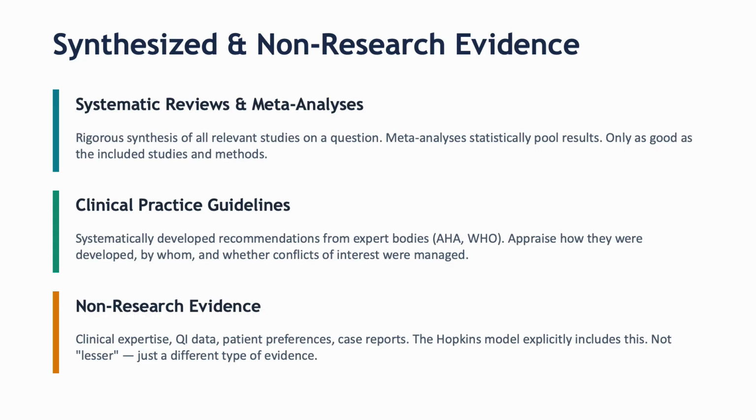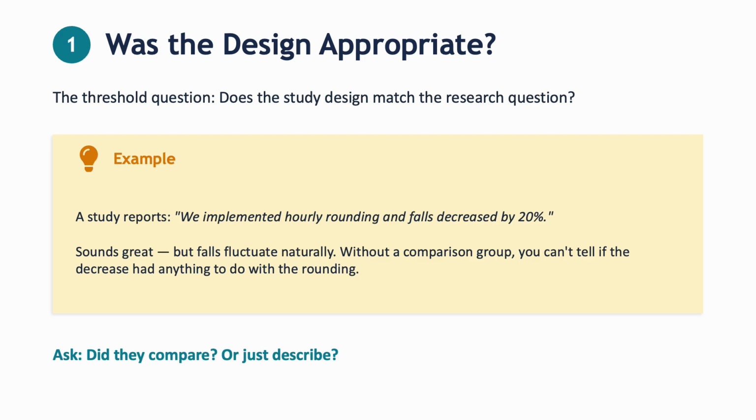Okay, so the landscape is set. We know what we are holding. Now we actually have to grade the paper. The fun part. We start the formal appraisal process. The framework uses 4 core questions. Let's look at question 1 and question 2. These act as a sort of threshold, a gateway. If a study can't pass these 2 questions, you shouldn't even bother trying to apply it.